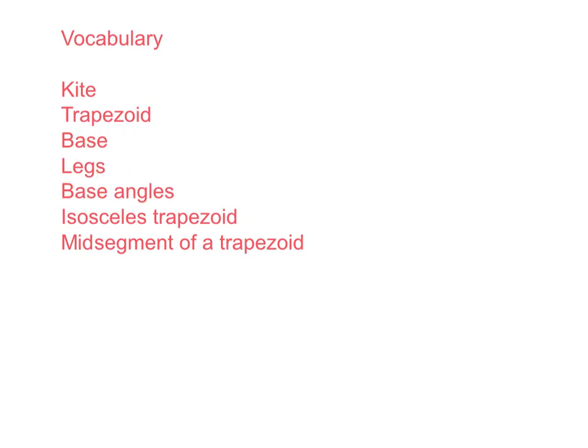Now, I would assume you'd know most of these anyway, but the bases, legs, and base angles, make sure you know those three based on the trapezoid. And then make sure you know the isosceles trapezoid and the midsegment of a trapezoid.